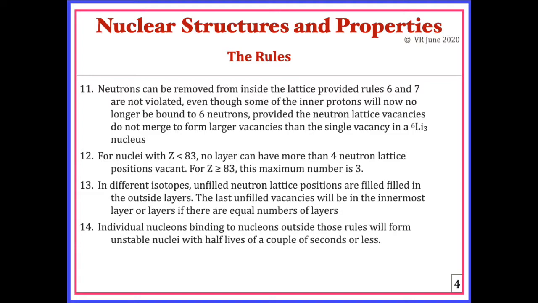In different isotopes, unfilled neutron lattice positions are filled from the outermost layers first. The last unfilled vacancies will be in the innermost layer or layers if there are equal number of them. Individual nucleons binding to nucleons outside those rules will form unstable nuclei with half-lives measured in seconds and usually just 1 or 2 of them.